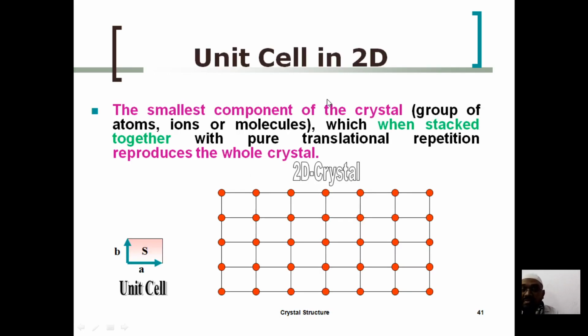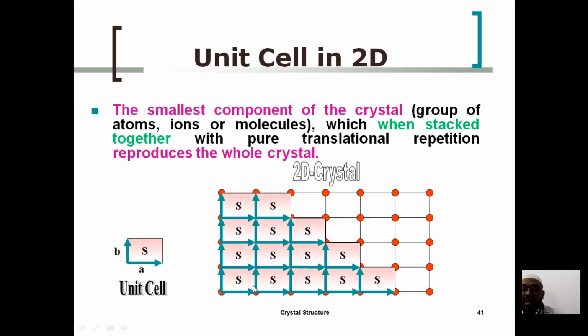So now, what is the smallest geometrical figure which can be obtained in 2 dimensions? You can just see this. This is the smallest, a square. You can see this is a square. The smallest geometrical figure obtained in 2 dimensions is the square.